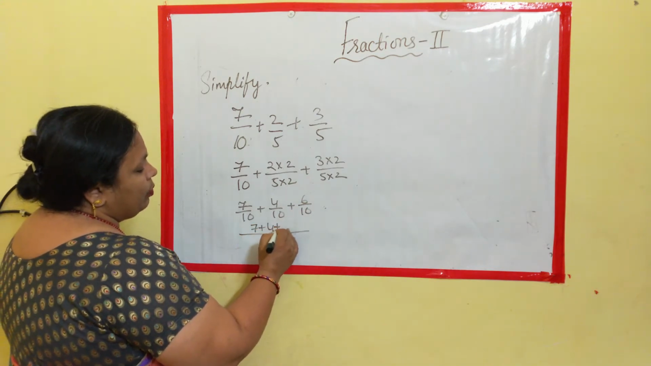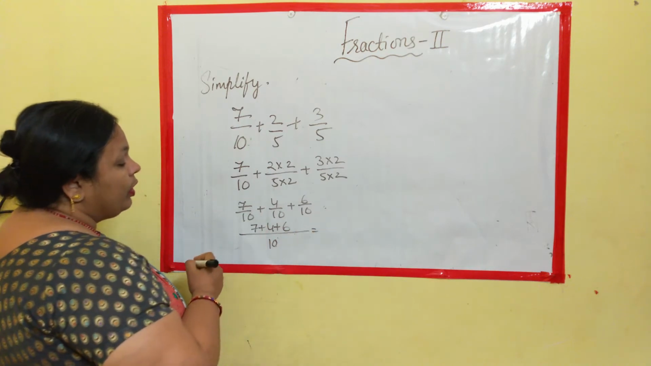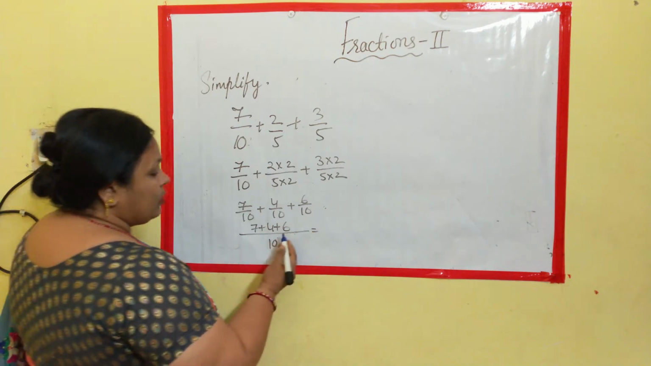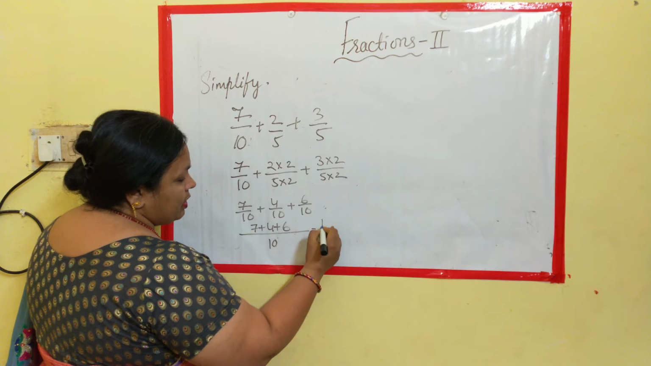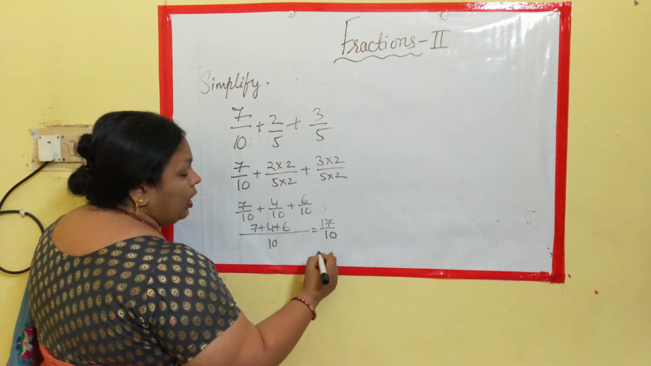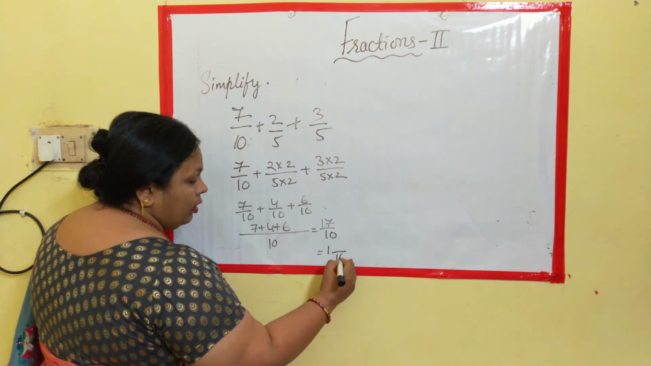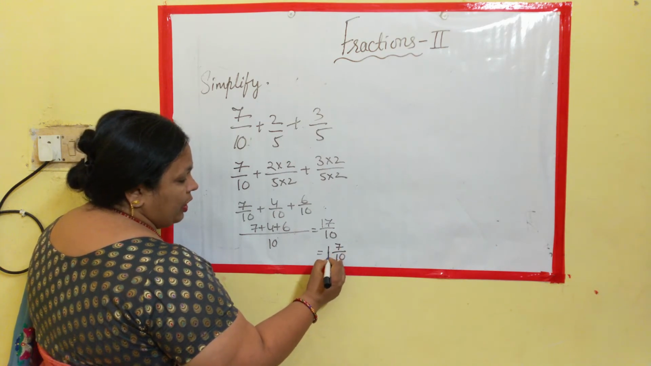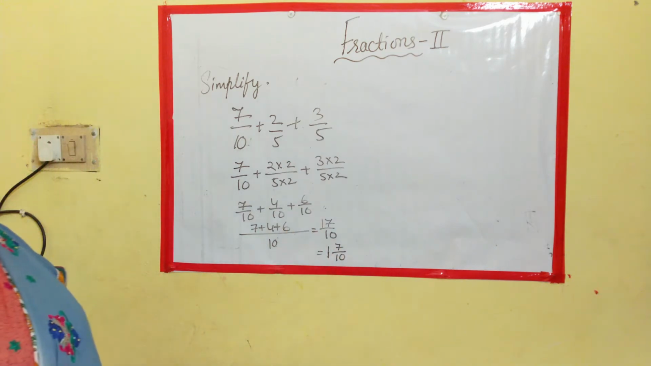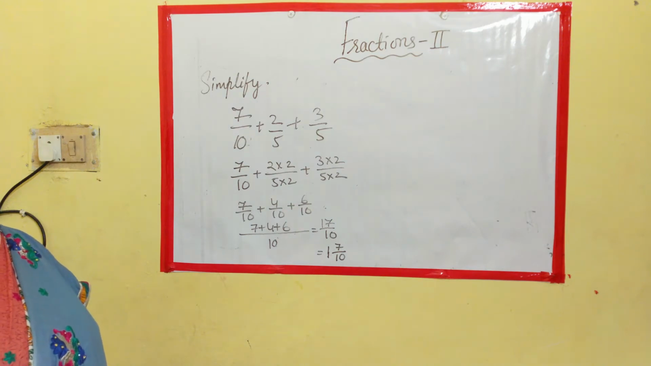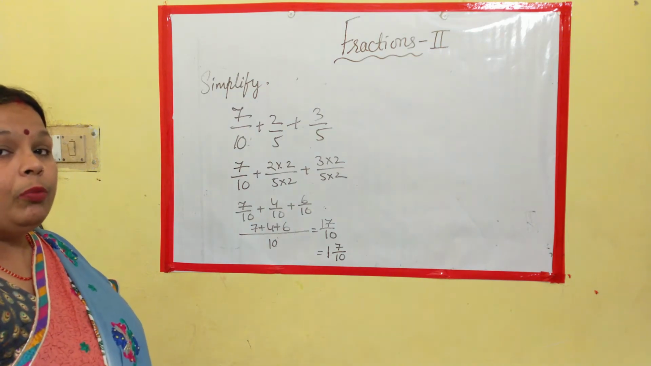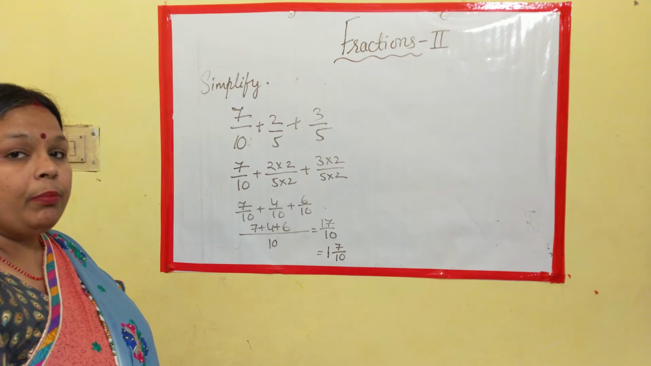7 plus 4 plus 6 will give you 6 plus 4 is 10, 10 plus 7 is 17. 17 by 10. And we are going to get it as 1, 7 by 10. Clear? So we have seen a simplification example also. Now we'll move forward to see one more example.